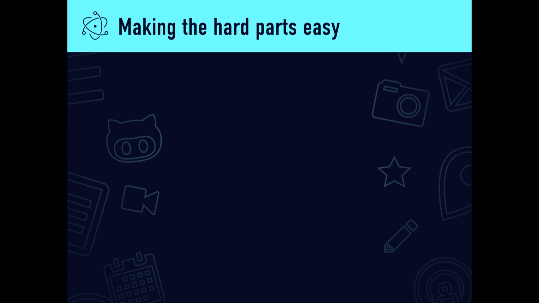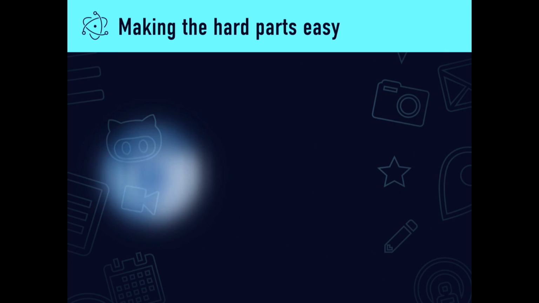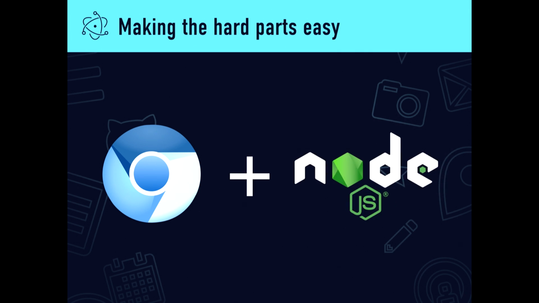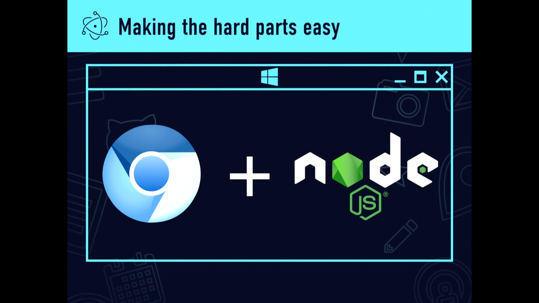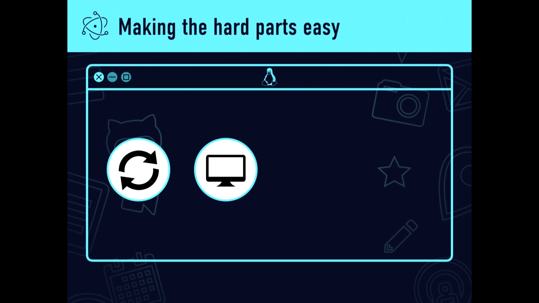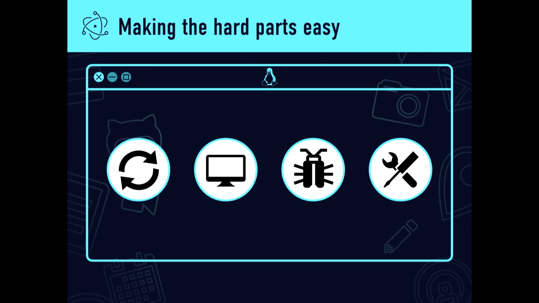Electron is a library that combines Chromium, which is the main part of the Chrome web browser, and Node.js to allow you to build desktop apps that run across Mac, Windows, and Linux. It aims to make the hard parts of desktop app development easy, like managing automatic updates, dealing with native operating system menus and dialogues, handling crash reporting, and profiling and debugging.